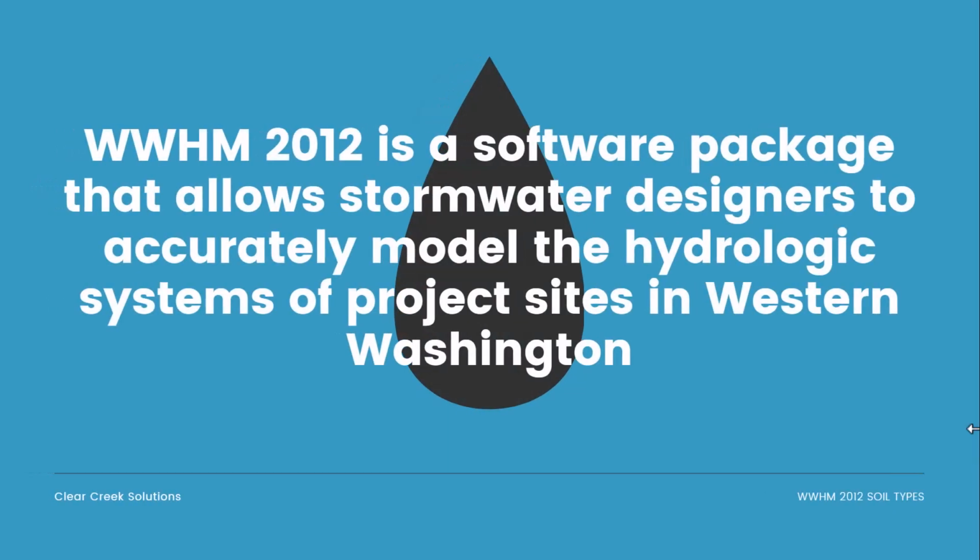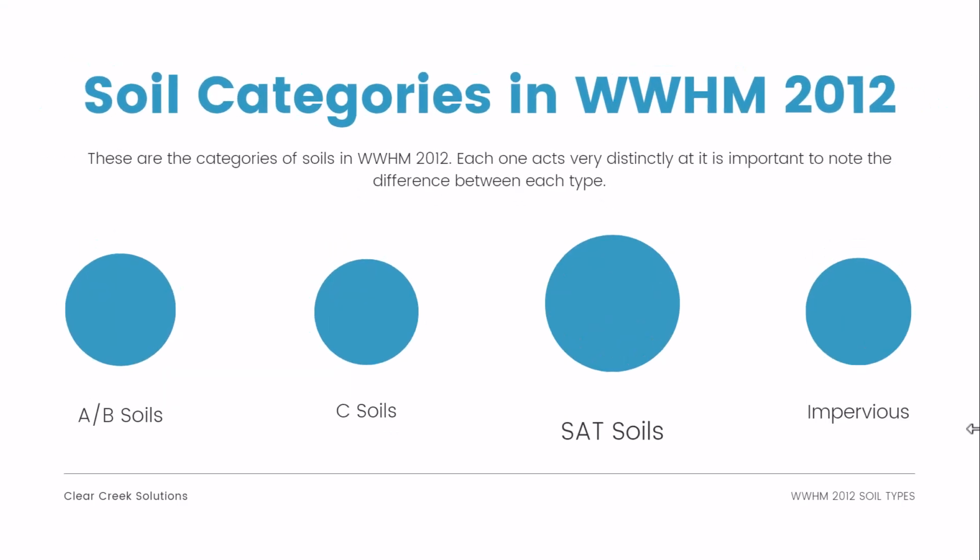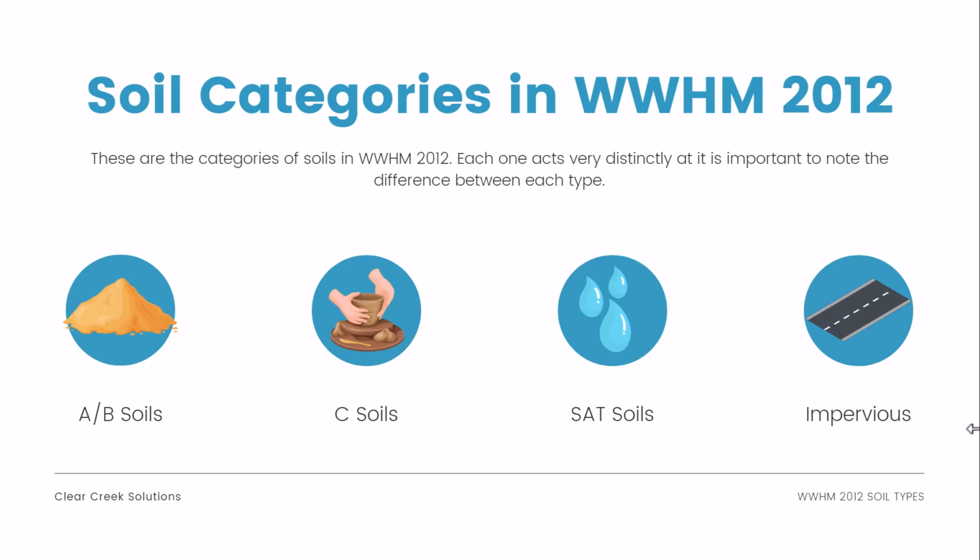Let's get into the main thrust of the video. WWHM 2012 is a software package that allows stormwater designers to accurately model the hydrologic systems of project sites in Western Washington. There's a very specific continuous simulation flow duration analysis that is done in Western Washington. So it's very important that we get the soil types accurate so that the rainfall pattern, the time series, can be represented properly, and we can get accurate data to the project design so we can set up facilities that will benefit the environment and the project site in the future.